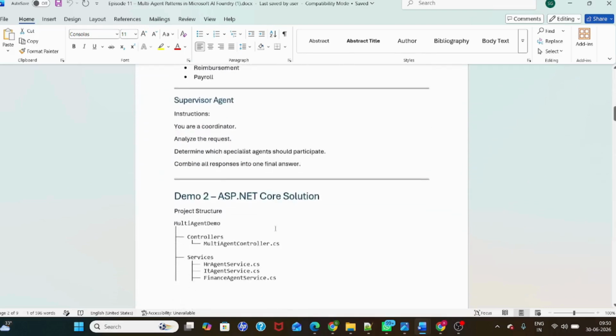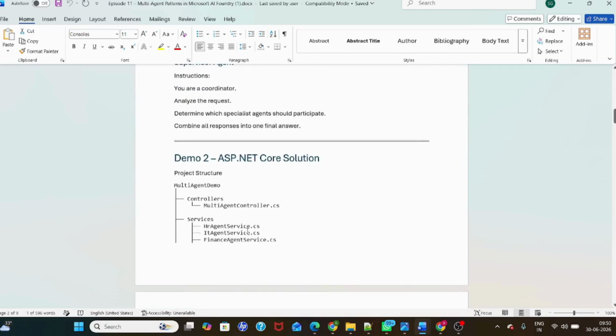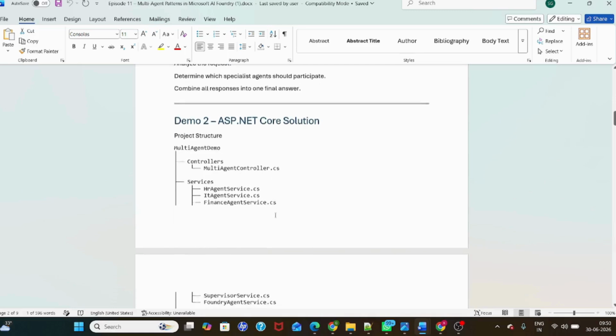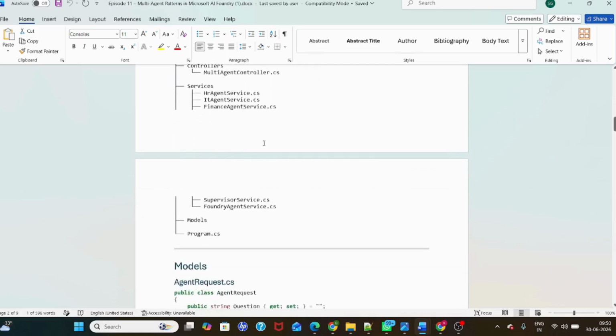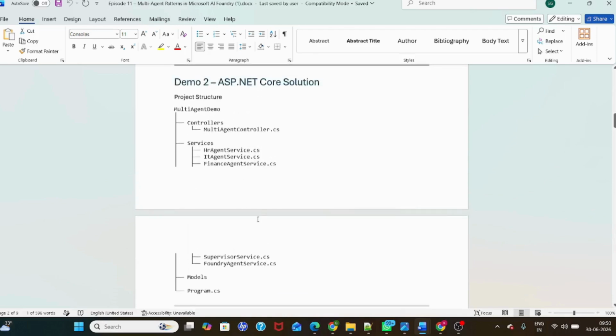And demo two, the same thing in the solution. You can create a controller, you can create different services, and they will be called by this controller.